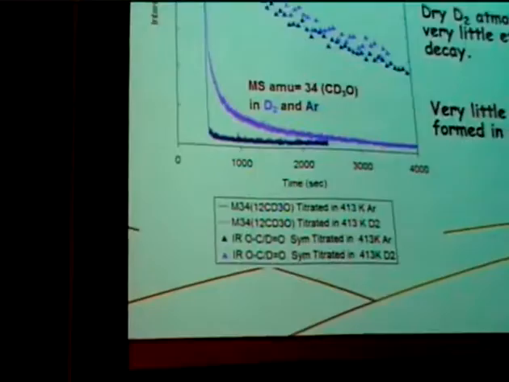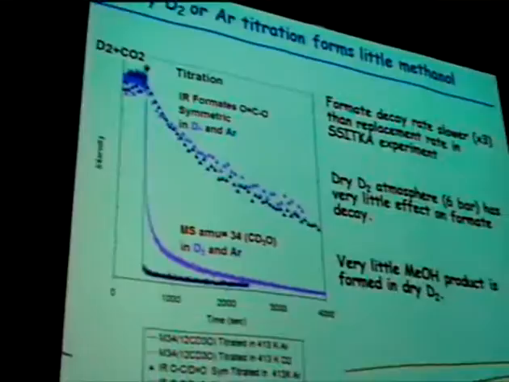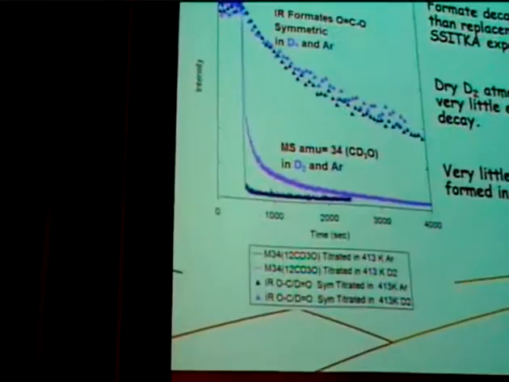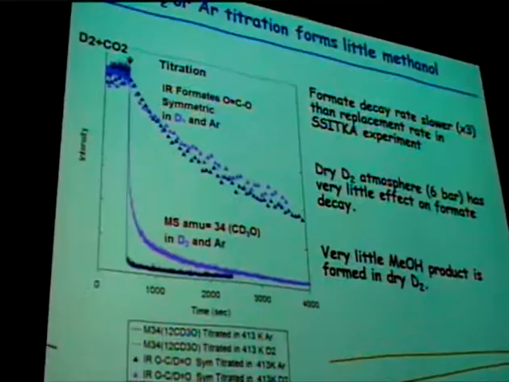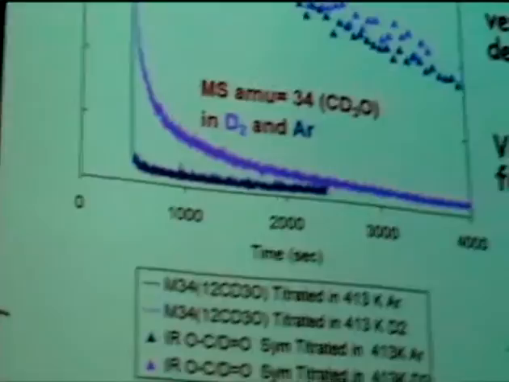However, there were some other things to point out here. We also noticed that the decay time for the formate in the dry hydrogen was quite a bit slower than it was in the steady-state experiment. So there's something about the steady-state reaction conditions that made the formate more replaceable, or decomposable, or reactive. And so what's in the steady-state catalytic system that's not in dry hydrogen?